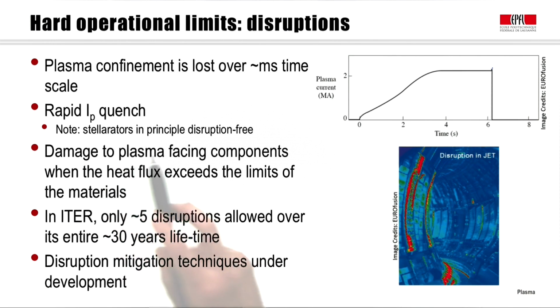What is important to note is that stellarators are in principle disruption-free because there is no inductively driven toroidal plasma current. All the magnetic field is provided by external coils.